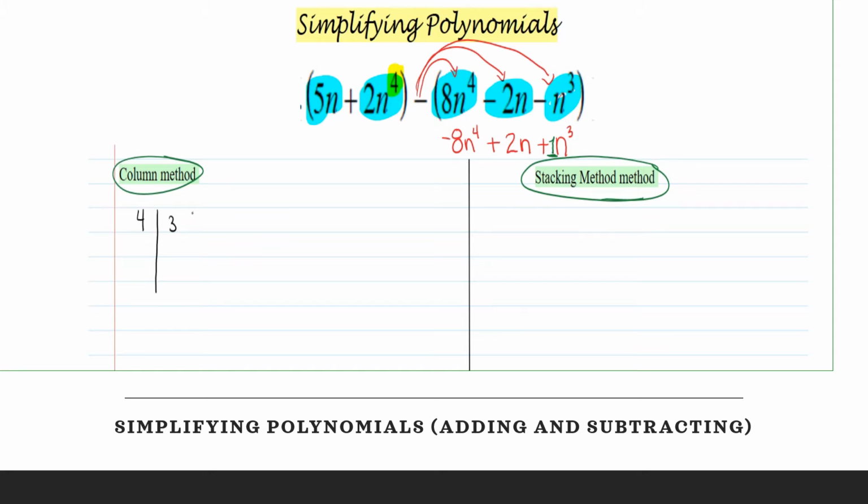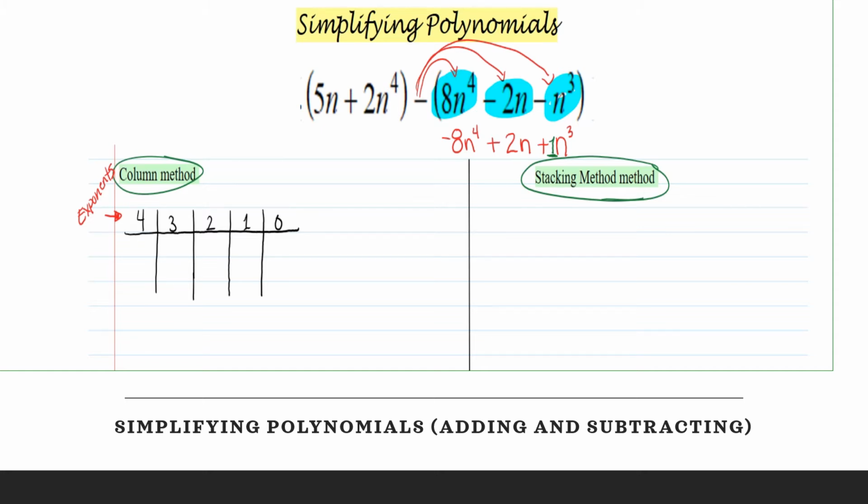We start with our columns. We always start them with the highest exponent. So in this case, as we highlighted here, our highest exponent is 4, and we're just going to go all the way to 0. If my highest exponent was 10, then my columns would start at 10 and go all the way to 0. So 10, 9, 8, 7, and so on. Lucky for us though, it's only 4 for the highest exponent.